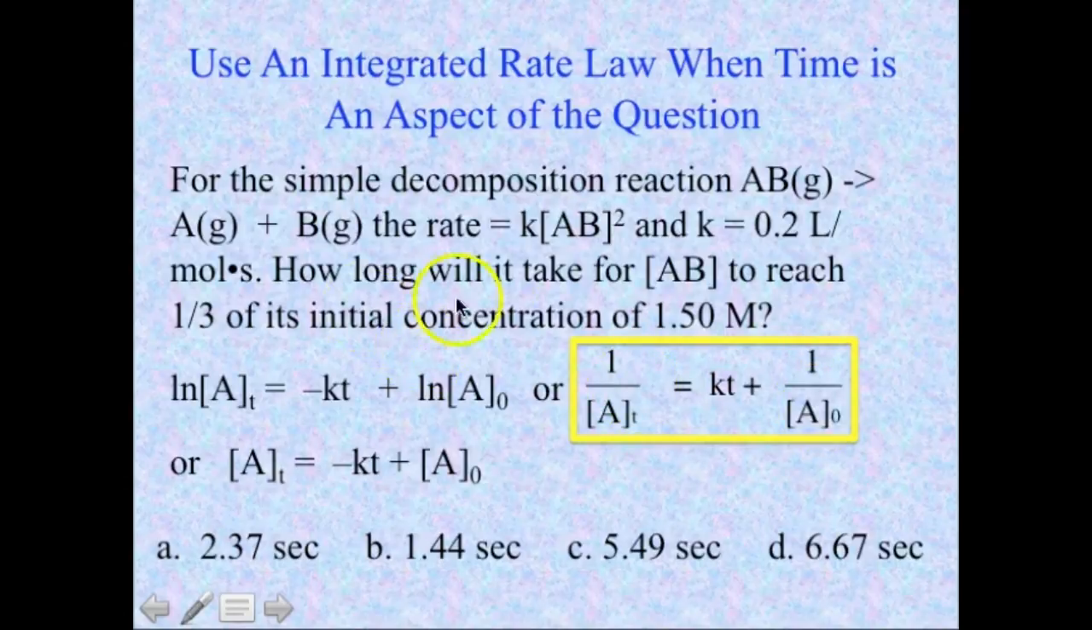So how do we do it? How long will it take? So we're going to solve for time t. We're given K as 0.2. The initial concentration is 1.5 molar, and 1/3 of that will be the concentration of A at time t. So do the calculation and see which one of these you come up with.